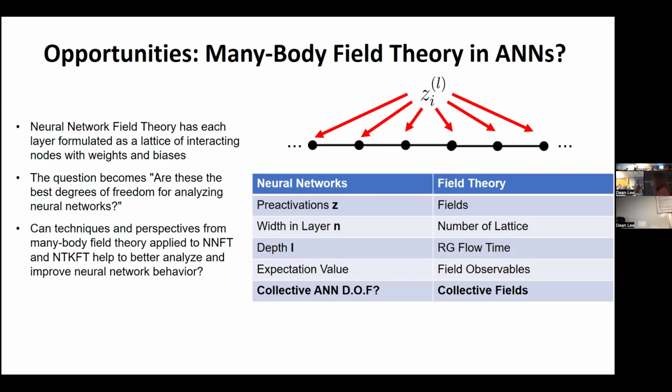And then some opportunities that are interesting is, we have now an analogy between neural networks and field theories. The big question is looking at a functional output the best possible degrees of freedom, or since we can use collective fields to analyze different nuclear systems, is there a collective neural network degree of freedom, and applying that to neural network field theory or neural tangent kernel field theory.